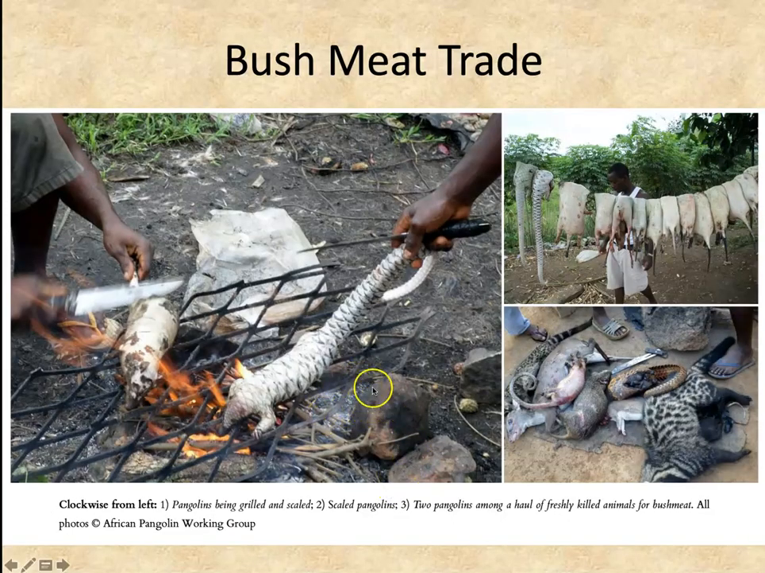And this is a series of pictures of pangolins from the African Pangolin Working Group. This is a picture of pangolins being grilled and scaled. Here you can see scaled pangolins, and then 2 pangolins among a haul of freshly killed animals for bushmeat.